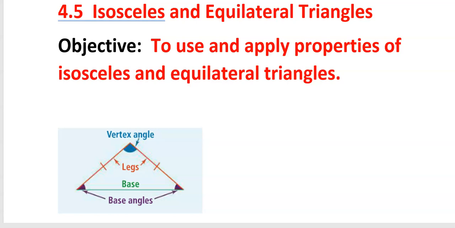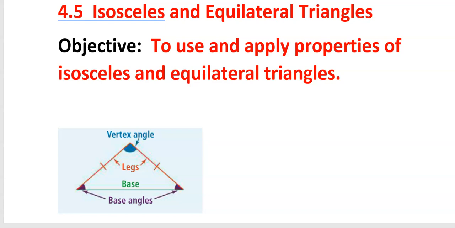Section 4.5, isosceles and equilateral triangles. What we're going to do is use and apply properties of isosceles and equilateral triangles. These postulates and theorems and properties are those that I kind of think are common sense properties. When you look at a triangle and certain things are marked, you can kind of automatically know what those answers are. So I feel like you're going to think this lesson is way easier than the last few have been.